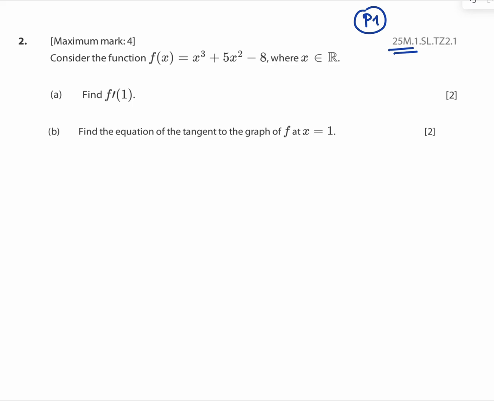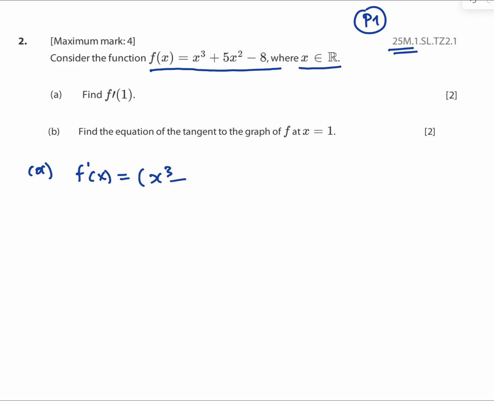Consider the function f of x, which is equal to x cubed plus 5x squared minus x minus 8, whilst x belongs to all real numbers. Find the derivative at 1, and then find the equation of the tangent. For part A, we're going to have to find first the derivative of f of x.